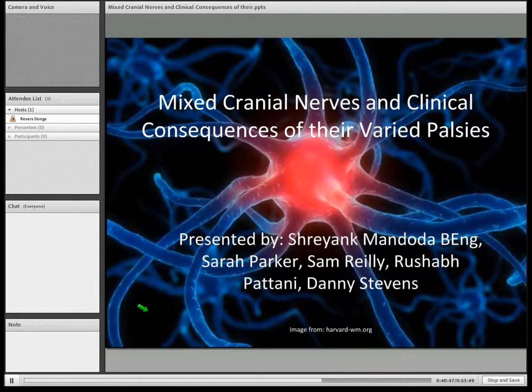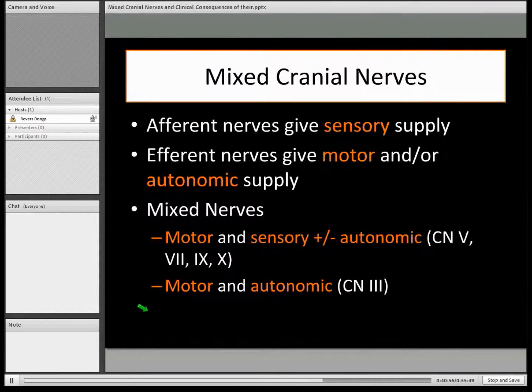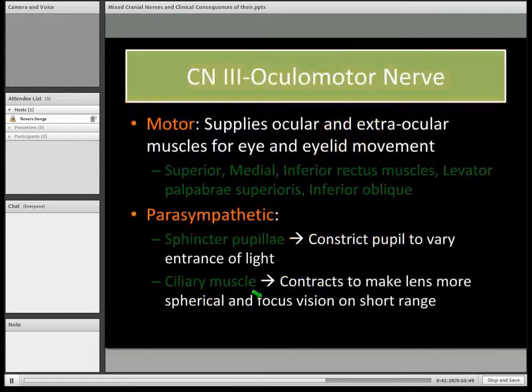Some textbooks consider cranial nerve 3, the oculomotor nerve, to be a mixed cranial nerve because it has some small sensory innervation, but mainly only has a motor and autonomic. So moving to that nerve, it supplies the muscles for eye and eyelid movement, which are the ocular and extraocular muscles which we've just learnt about. You can read them at your own leisure. It has parasympathetic innervation to the pupil, so it constricts to vary the amount of light entering the pupil, as well as the ciliary muscle to make the lens more spherical and focus on short-range vision.